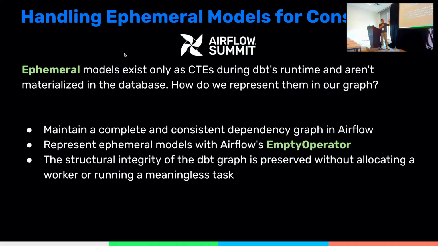So as I mentioned before, the manifest.json file contains everything, including the resource type, so we can know when a model is ephemeral, and we just set it: when you find this, use the empty operator. It's not doing anything; it takes like 0.01 seconds. And we manage to keep structural integrity, and the DBT graph preserves all the structure. And we are just not running useless tasks on Airflow.